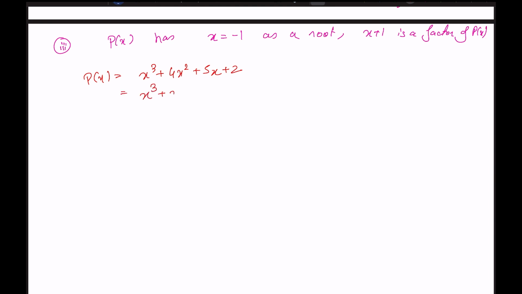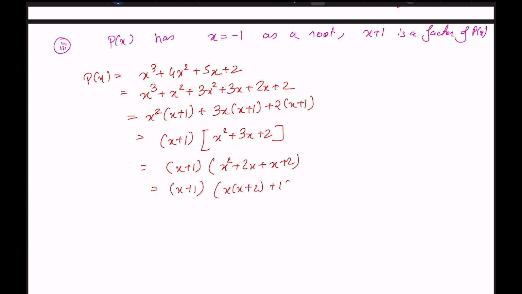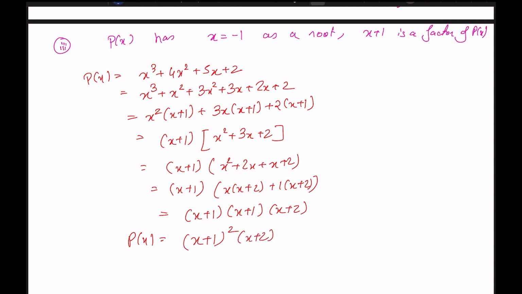It will be x cubed plus x squared plus 3x squared plus 3x plus 2x plus 2. I'll be breaking down the equation like this. I can take out x squared as common, then I can take out 3x as common, and I can take out 2 as common. Then I'll take out x plus 1 as common. x squared plus 3x plus 2 can be factorized as x squared plus 2x plus x plus 2. So we will get x plus 1 times x plus 1 times x plus 2. So p(x) can be written as (x plus 1) whole square times (x plus 2). This is the answer to part 3.